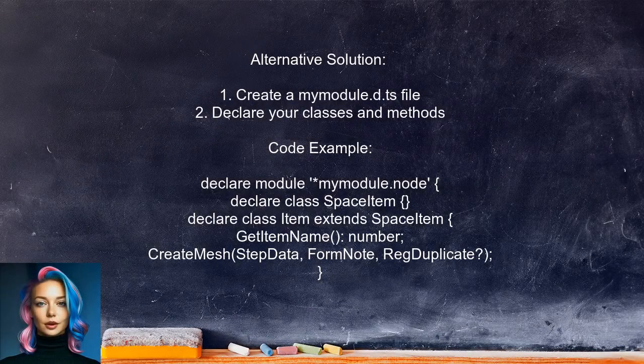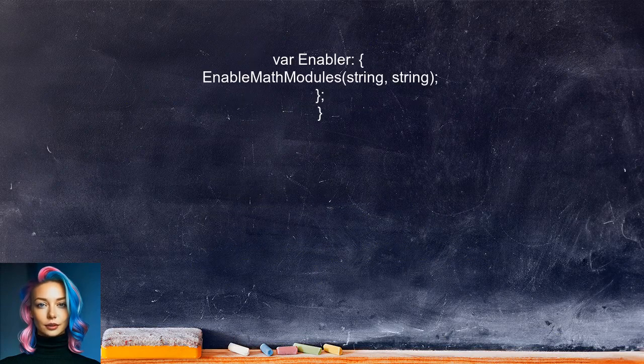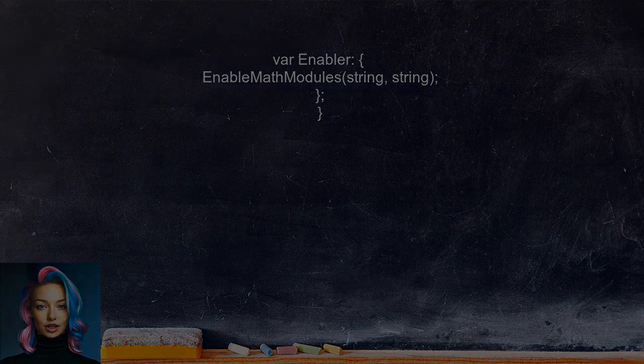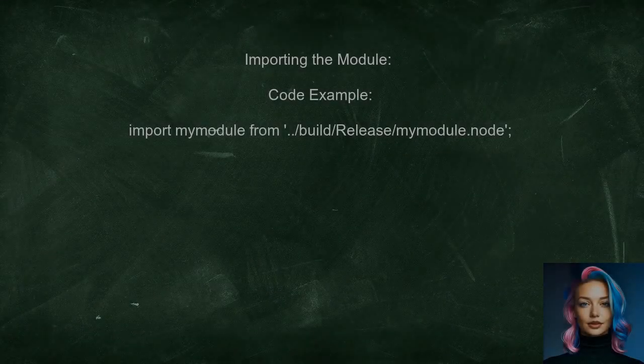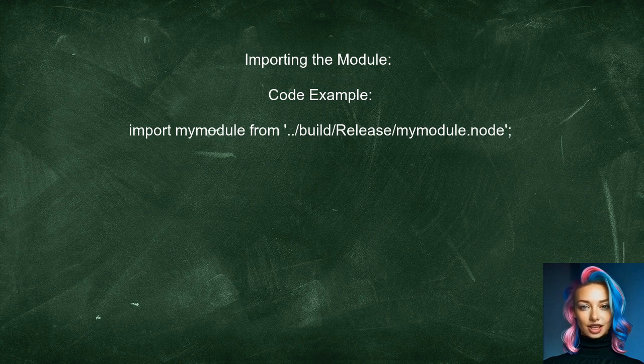One alternative approach involves creating an ambient declaration file. The user suggests adding a mymodule.ts file to define your classes and methods. This allows you to use TypeScript with your Node C++ add-on seamlessly. After defining your classes, you can import your module in TypeScript using the import statement. This allows you to create instances of your classes just like in JavaScript.